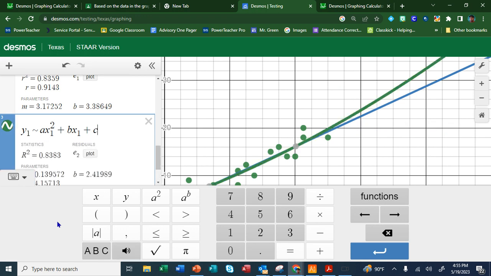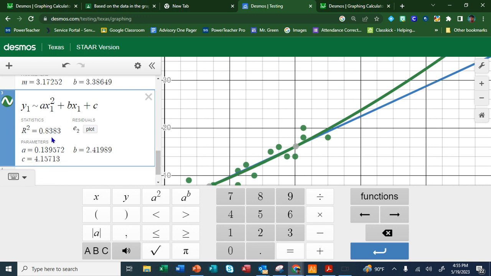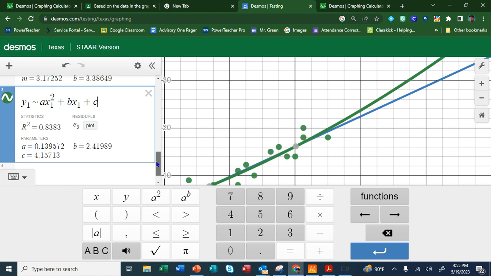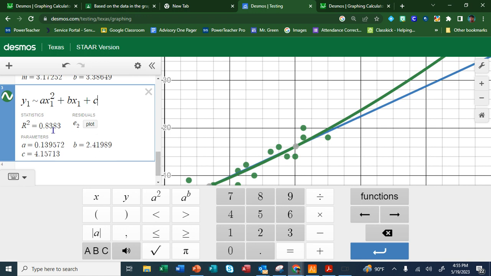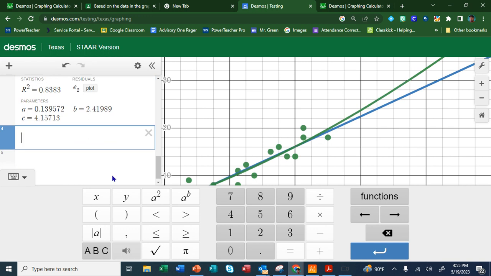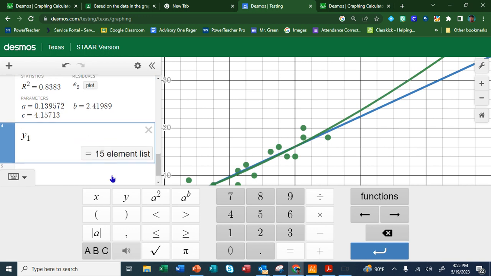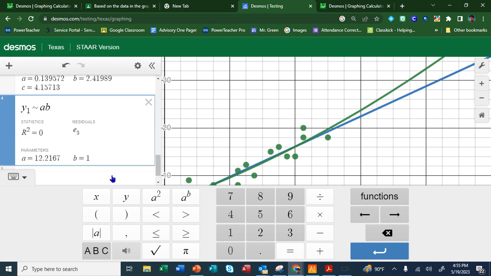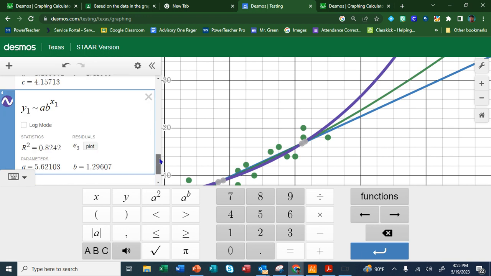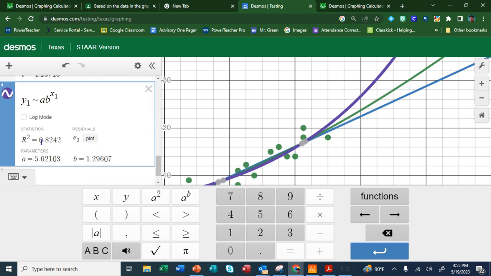Look at the R squared, sorry, and you can see that it is a slightly better fit than the linear. So right now the quadratic looks to be the best fit. Let's check out the exponential just to make sure. y ~ ab^x. If we look at that one, we'll see that its R-squared value is less than 83%. So we won't be using that one.